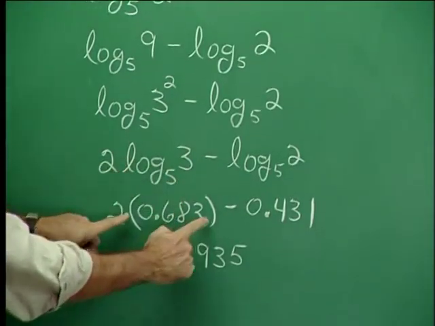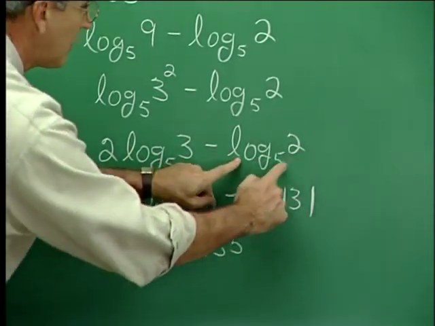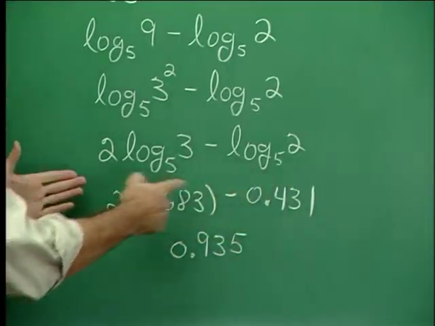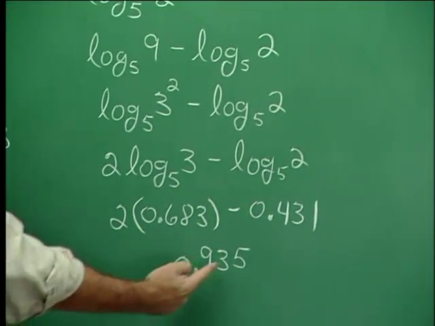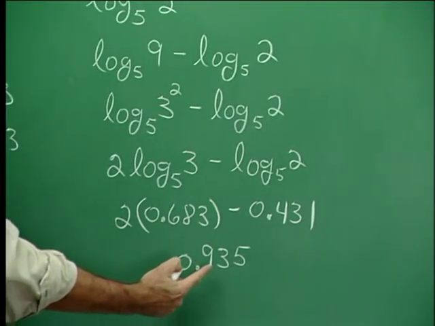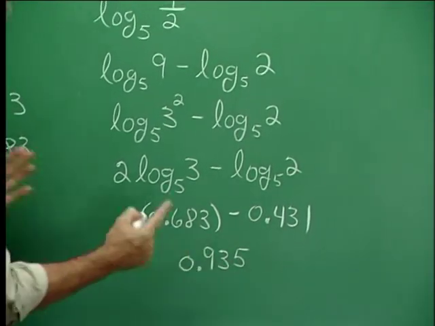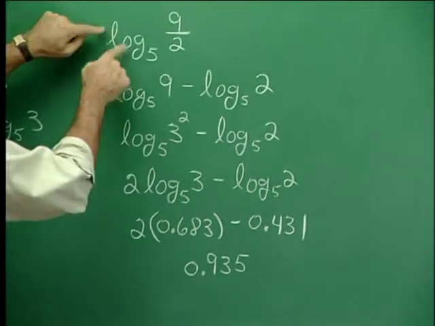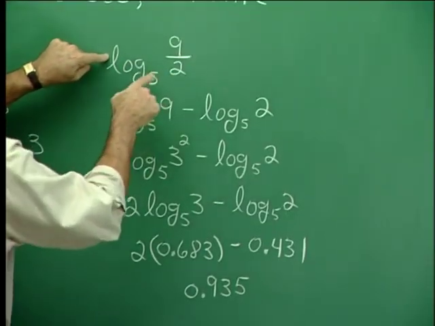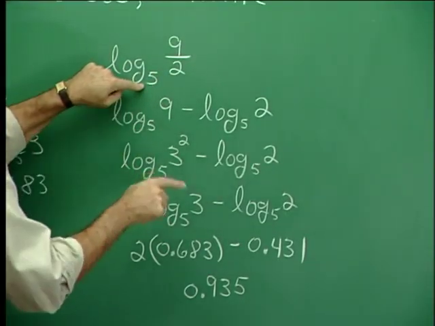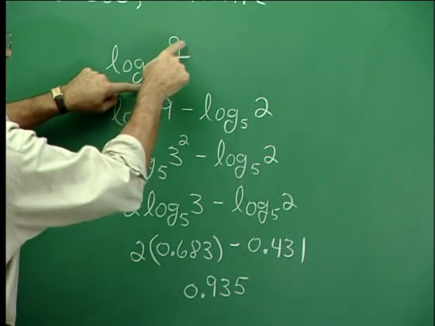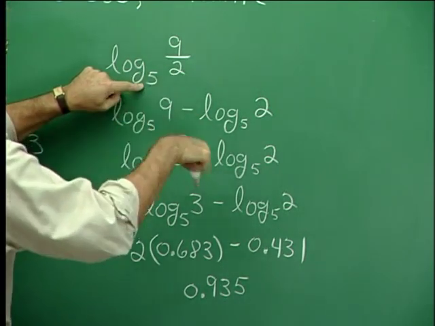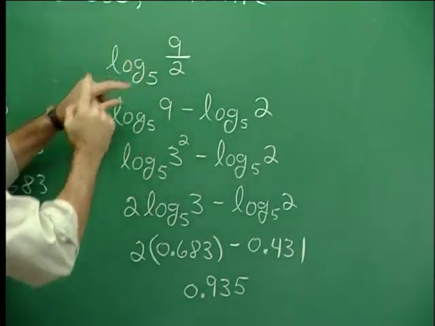Log 3 in base 5 has this value. Log 2 in base 5 has approximately this value. And evaluating, we find this. Now, let's understand what we have here for this 0.935. When we find the log of 9/2 in base 5, we are finding the exponent that can be applied to this base in order to give 9/2. That is, 5 to that exponent is 9/2.